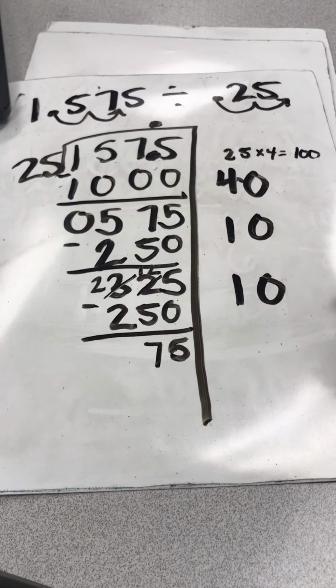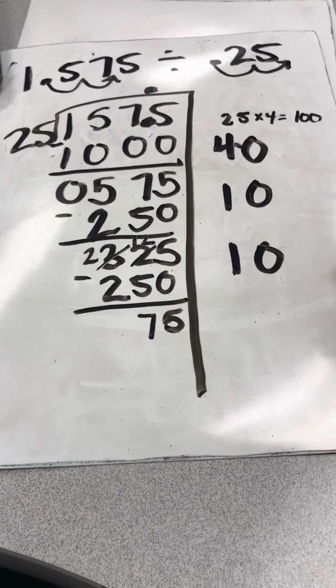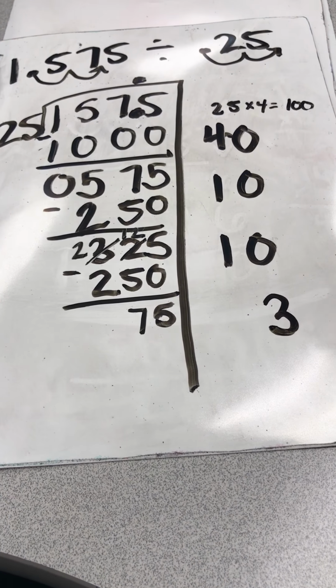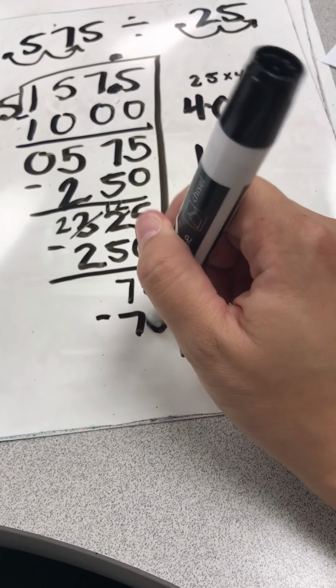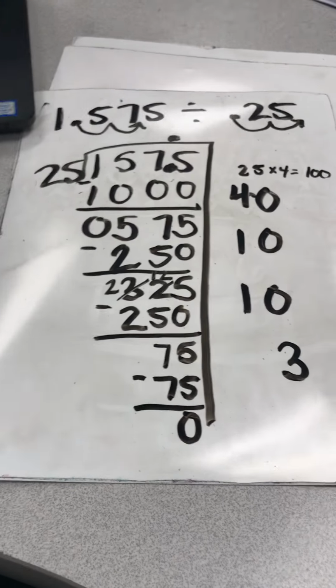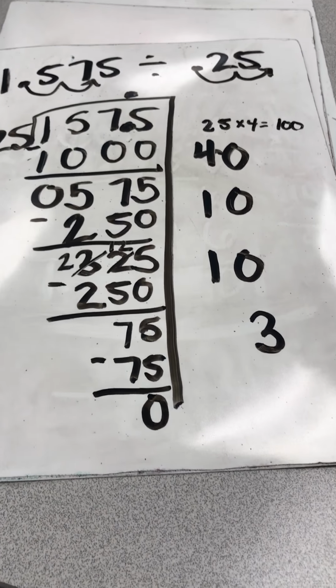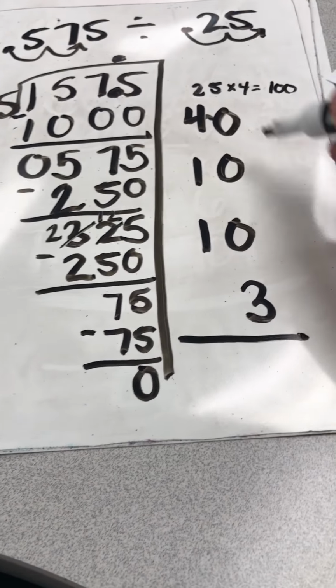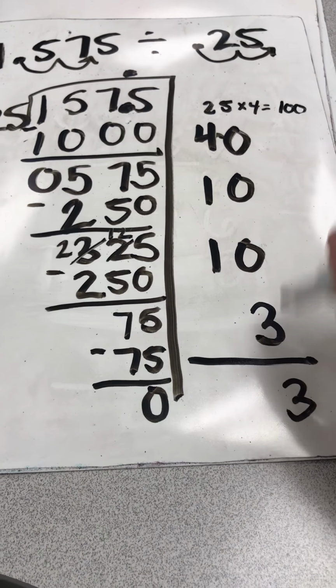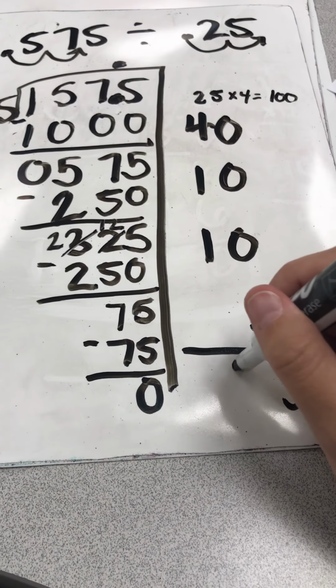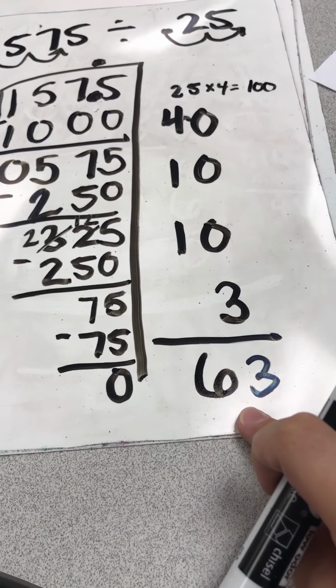Well, especially if I think about my quarters, if I think about money, I know that 3 quarters would give me 75 cents. So 25 times 3 would give me 75, and I subtract and I have 0 left over. When I add up my partial quotients, 0, 0, 0, and 3 gives me 3, and 40 plus 20 is 60. So my answer is not 63.